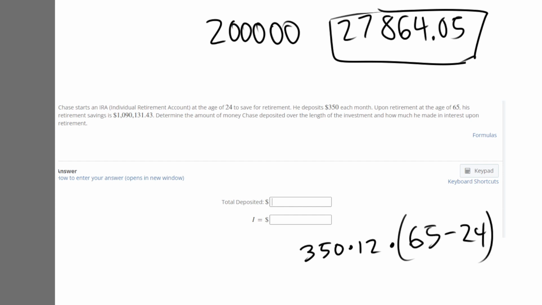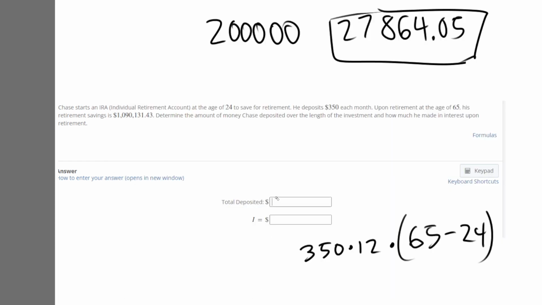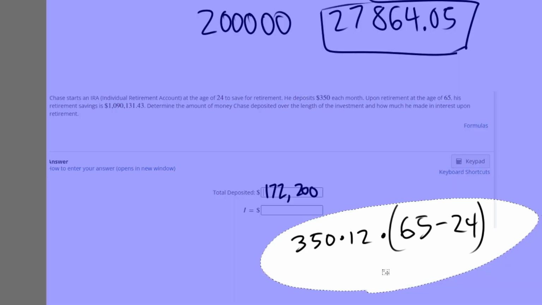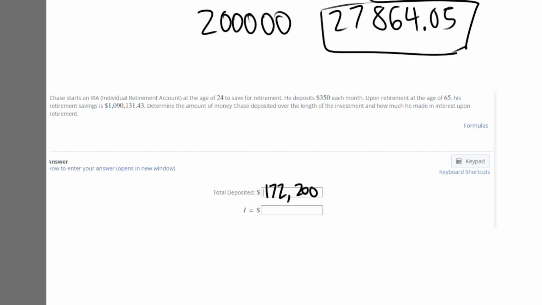Which should give you... So he deposits $172,200 into the account. Now we know how much he deposited, but we also want to know how much he earns in interest. I still don't have the rate, but we just want to keep using our English brains.